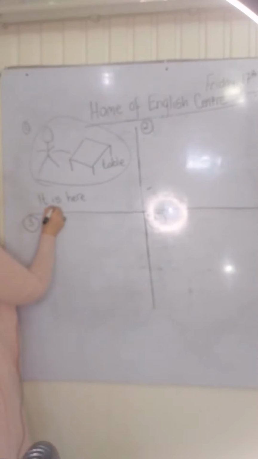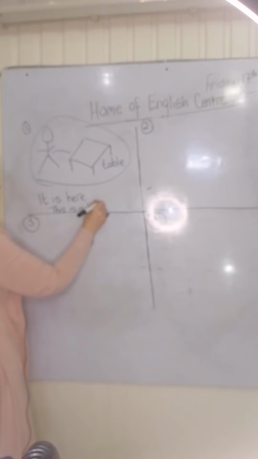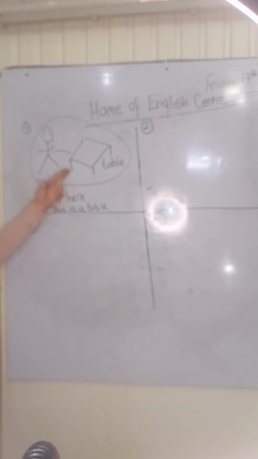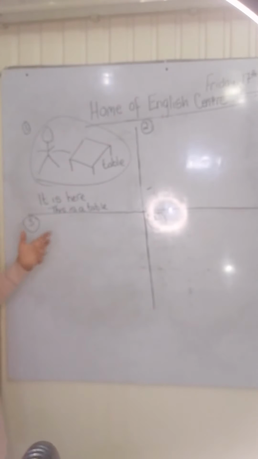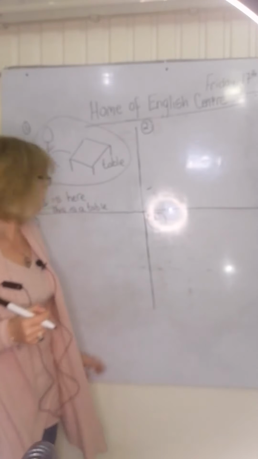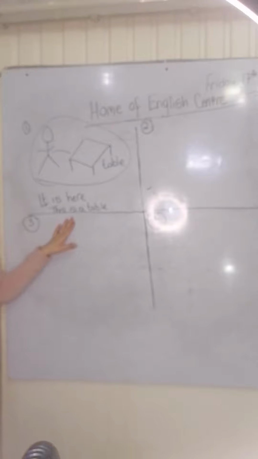So we can say this is a table. This is. It is. This, it. It is here. So John and the table are in the same space. Yes. So you would say it is here. You can't say he or she because it's not a person. It's a thing. So we use it. This is a table. It's a table.